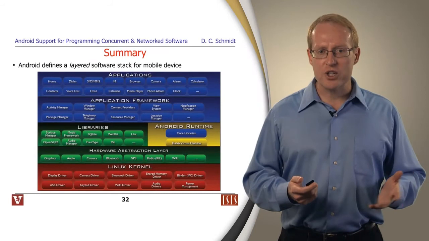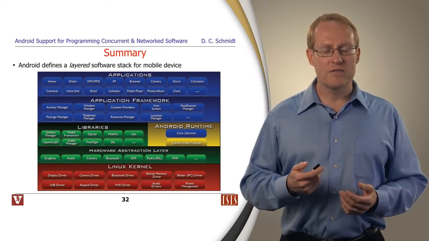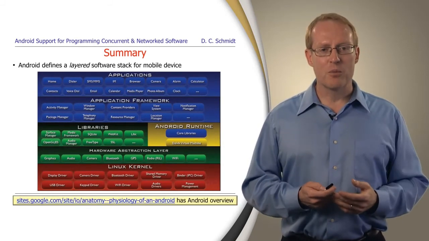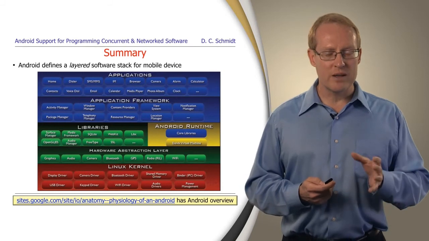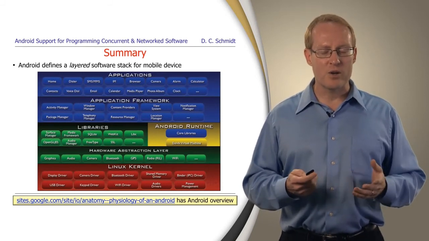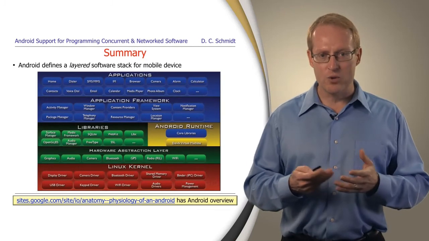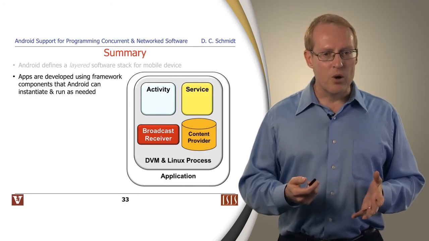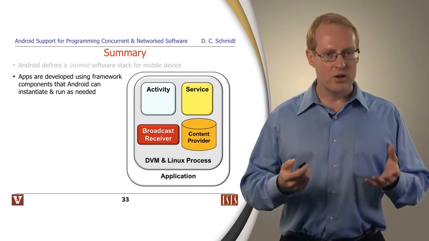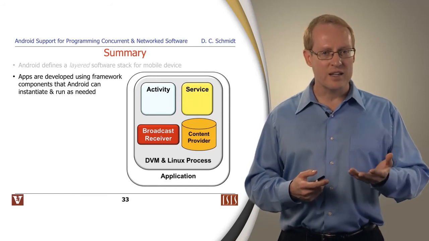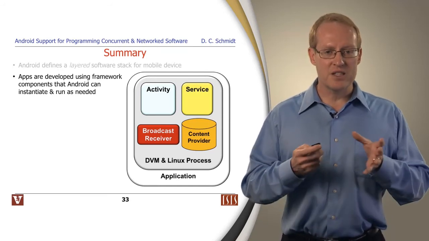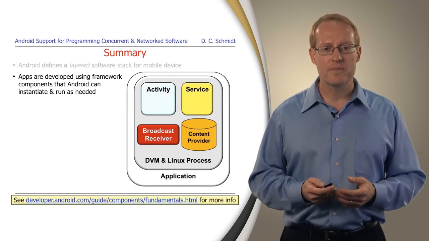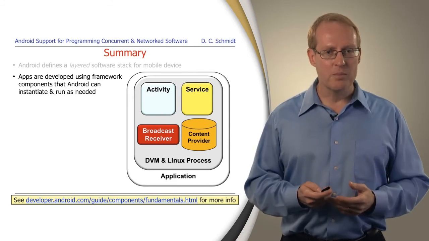So to summarize this section for part one, Android defines a layered software stack for mobile devices. Take a look here for more information about these layers and how Android works. It's a great presentation from about 4 years ago, 5 years ago, that gives you great degree of insight as to how Android is architected. Android also provides a set of framework components that applications can use to do their work, activities, services, content providers, and broadcast receivers. And these typically run in the context of a Dalvik virtual machine, inside a Linux process, of course, and so on. And here's a good place to look for more information about these components.